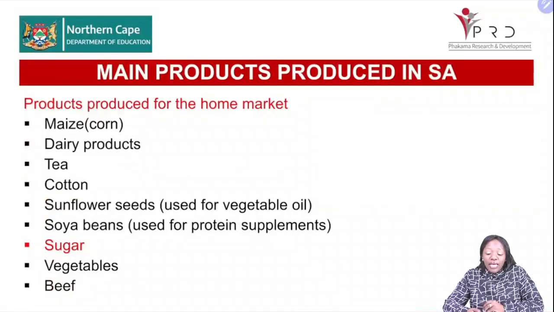Then we're looking at the main products that are produced in South Africa. These ones are for home markets. We've got the maize or the corn, and we've got the dairy products. We've got the tea, we've got the cotton, as well as your sunflower seed that is used for vegetable oil, and we've got the soya beans that is used for protein supplements. Then we've got sugar. I've indicated sugar in red because sugar is the product that will be asked this year. Then vegetables as well as your beef.